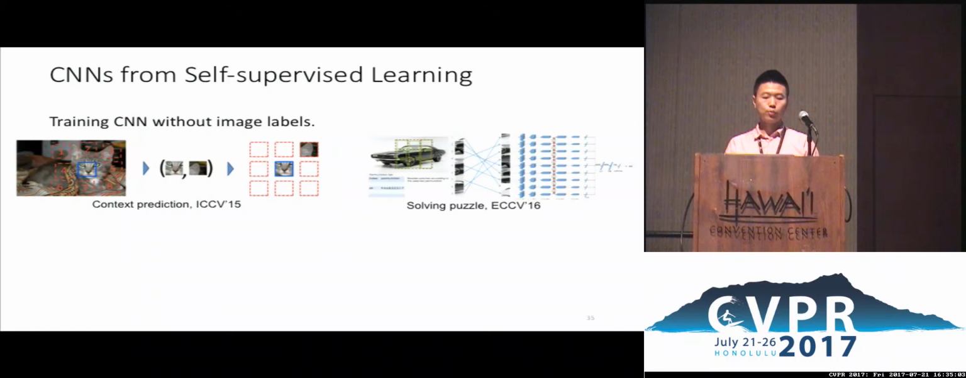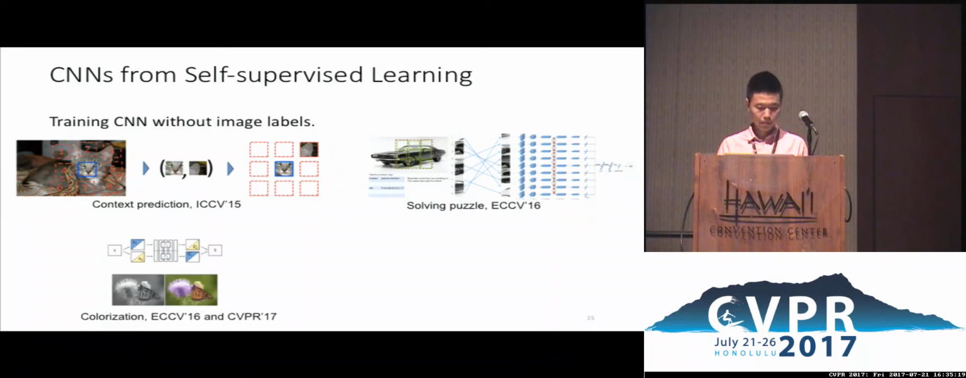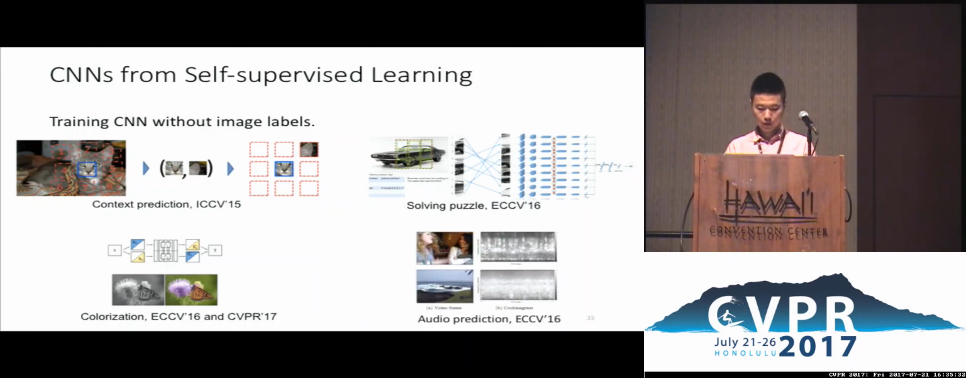This self-supervision task trains the convnet to solve a puzzle. They take a 3x3 grid, shuffle the order of those patches, and train a network to recognize the permutation patterns of those patches. Here's another recent work on colorization. They take a gray image and a color image, then train a convnet to colorize the gray image into the colorful image. Here's another self-supervision task: they train a convnet to predict the audio index given the video frames.